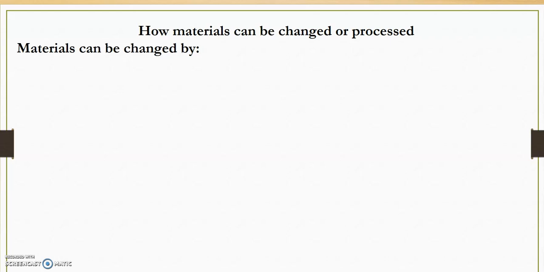Alright? How materials can be changed or processed? Materials can be changed by heating. Okay? So you put your ingredients together, then you introduce some heat to whatever you are doing, and you come up with a new product. This is what happens most of the times in the kitchen. We are mixing ingredients all the time, and then we introduce a bit of heat, and then a new product is formed.